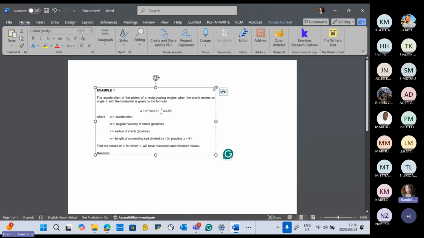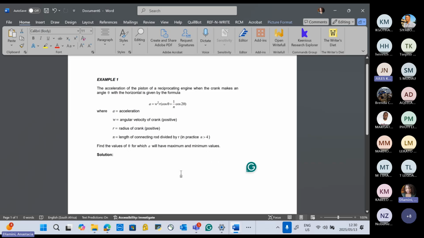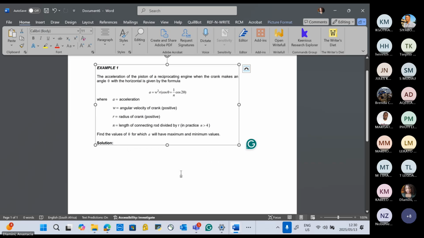Okay, let's do this one so that you get an idea of what they say. They say the acceleration of the piston of the reciprocating engine when the crank makes an angle theta with the horizontal is given by this formula. I don't even know what they say today, but I see there's an engine and there's a piston. Tell me what they say, guys. You guys are engineers. You should be telling me what they're saying. Or you don't know as well?